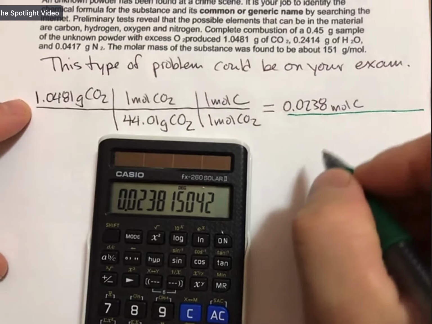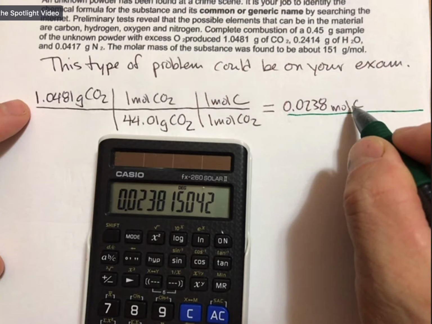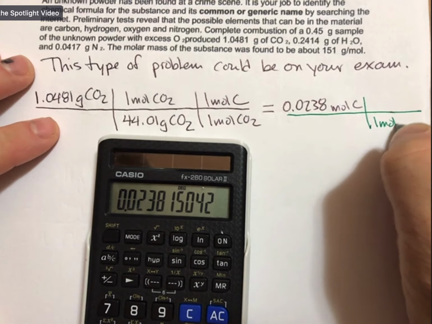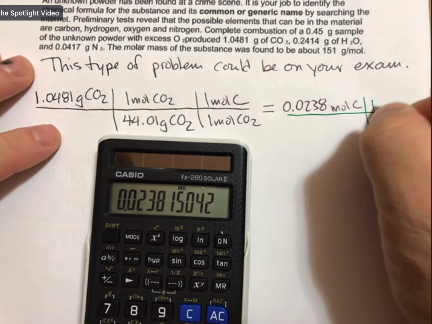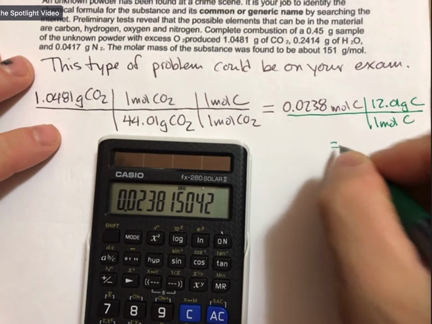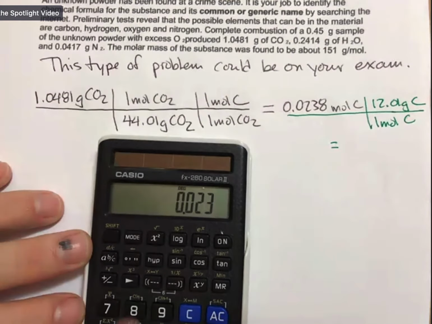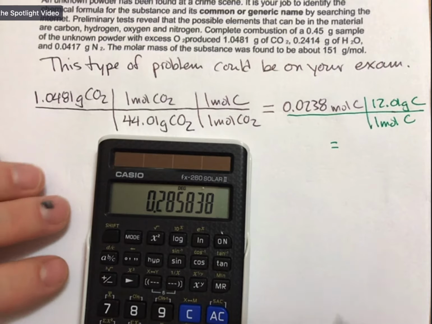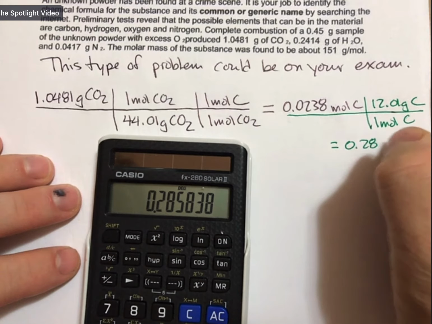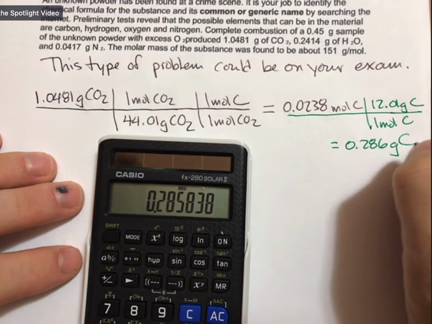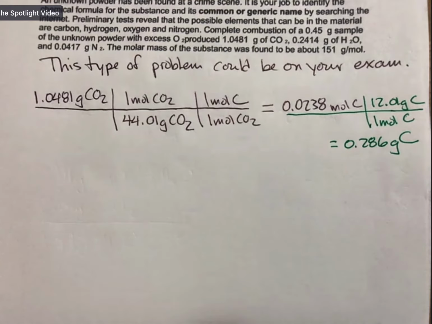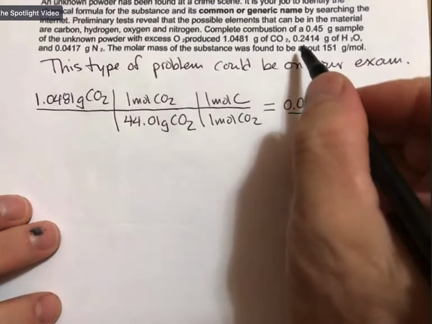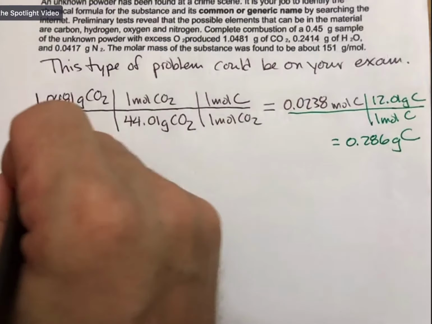For this problem, we need moles of carbon to find the empirical and molecular formula, but we also need grams of carbon to find oxygen by subtraction. So we'll do both. Multiply times 12.01, I get 0.286 grams carbon. Do the same thing except for H2O. I have 0.2414 grams of H2O.